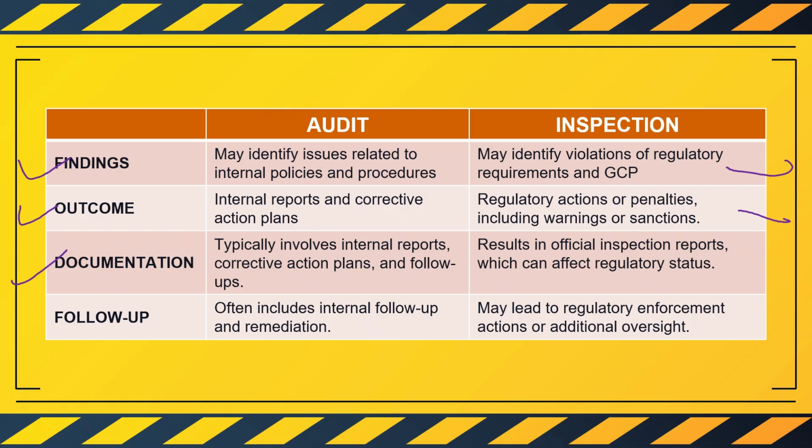But when it comes to inspection, the results would be declared officially. They can officially issue you a 483, and that can affect the regulatory status of the trial, which means that the regulatory authority has the power to stop your trial in that particular country or region also. So understand the gravity of the implication or ramification that an inspection report can have.